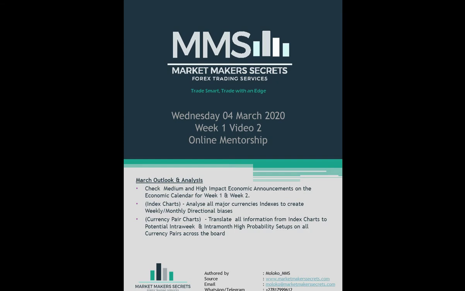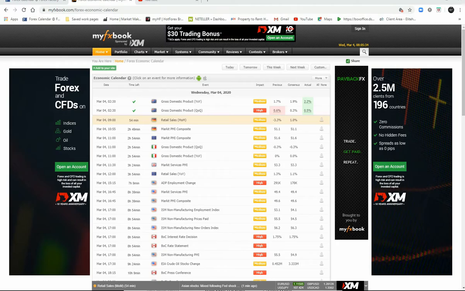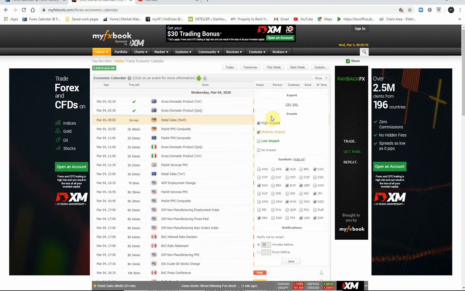So for the economic calendar, I use two economic calendars. The first one is my FX Book, which is actually very good for me. I prefer it more than anything because I can select whether I want low, high or medium impact economic announcements only. In this case, I'm looking at high and medium impact, and I have a wider range of currencies that I can choose from.